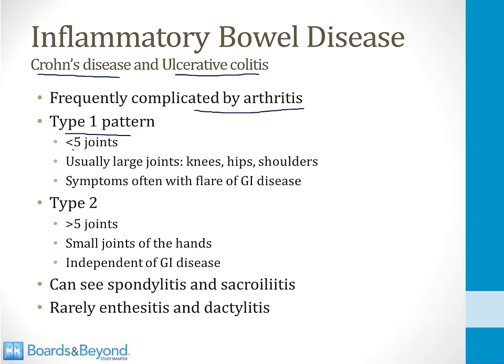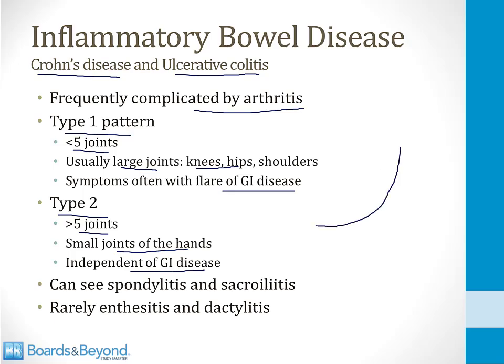It involves usually less than 5 joints, and it involves the large joints like the knees, hips, and shoulders. And in this case, the symptoms often get worse when the GI disease flares. The type 2 pattern tends to involve more than 5 joints. It's usually the small joints of the hands, and this form of arthritis that goes with inflammatory bowel disease is often independent of the gastrointestinal disease.